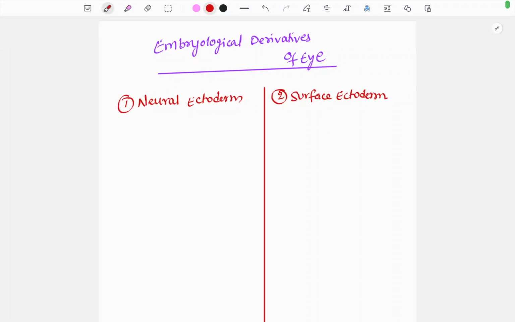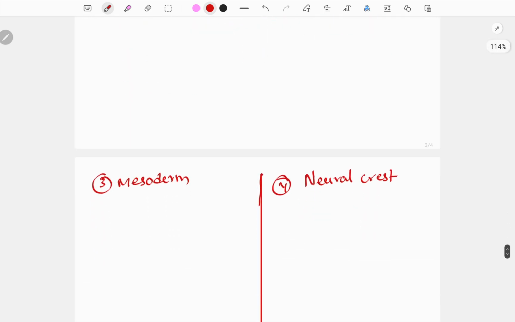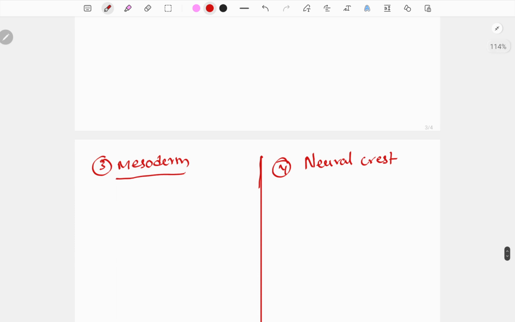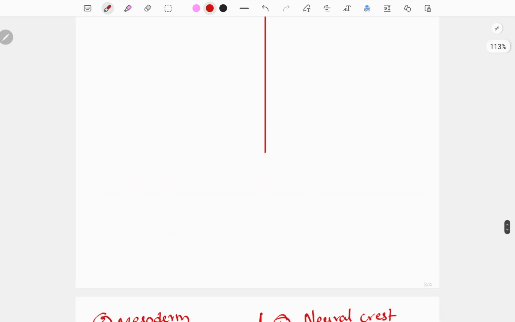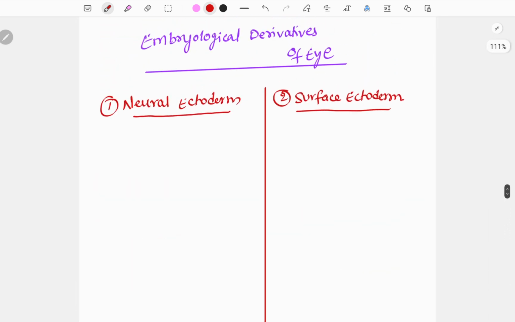Hi friends, today we are going to discuss the embryological derivatives of the eye. In this aspect, we divided this into four parts: structures derived from the neural ectoderm, structures derived from the surface ectoderm, structures derived from the mesoderm, and structures from the neural crest. First, we will learn what structures are derived from the neural ectoderm.